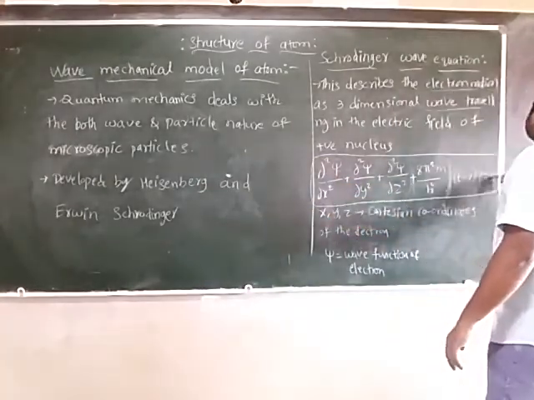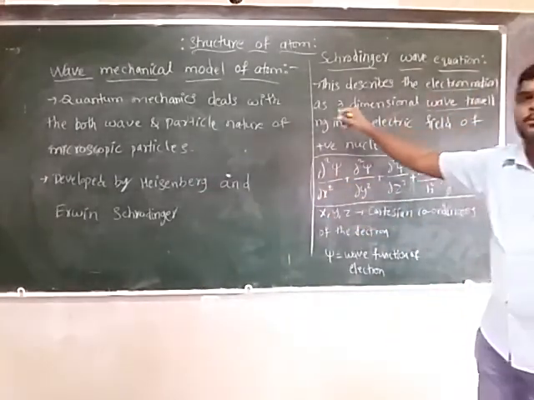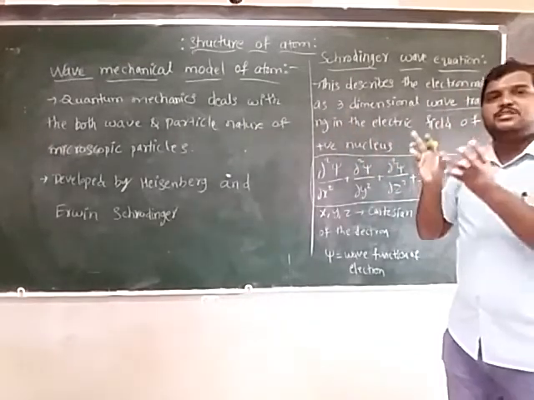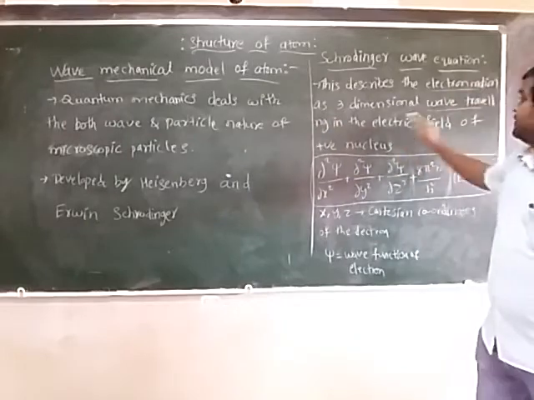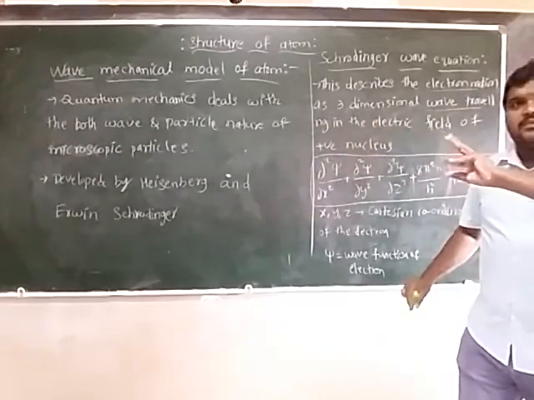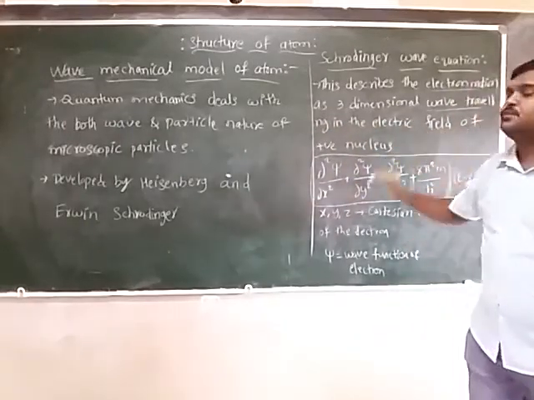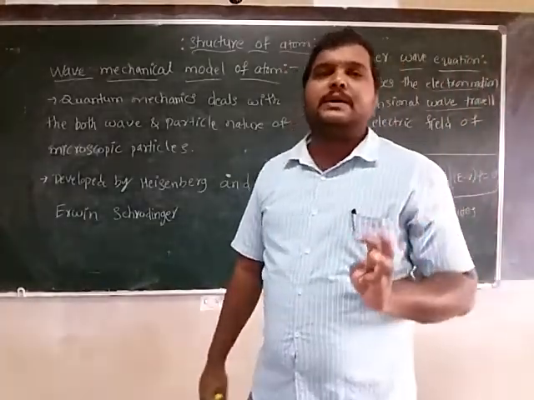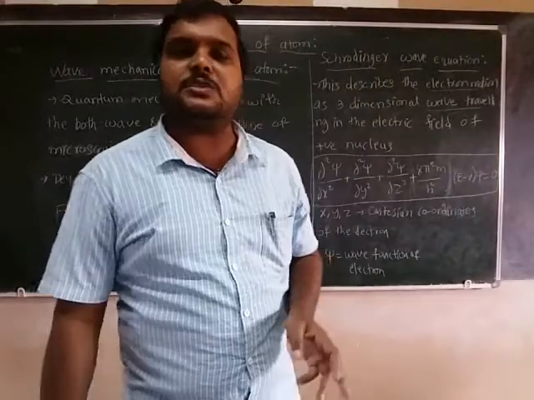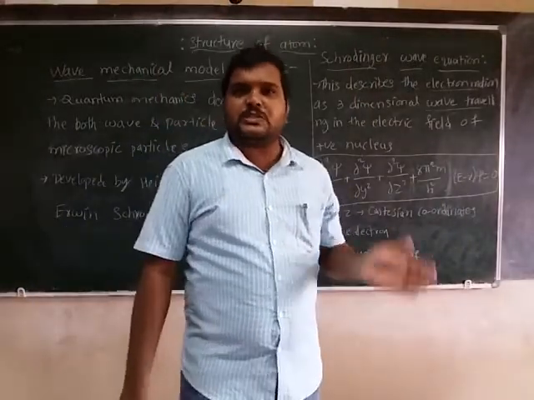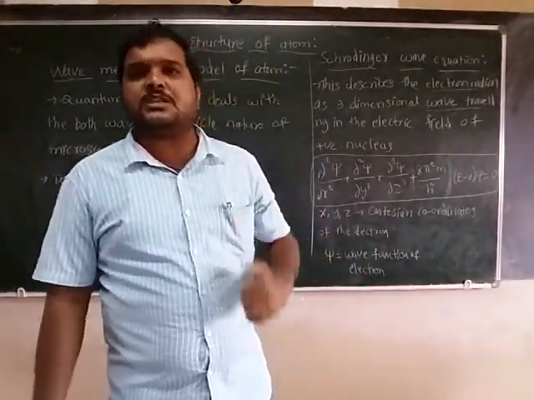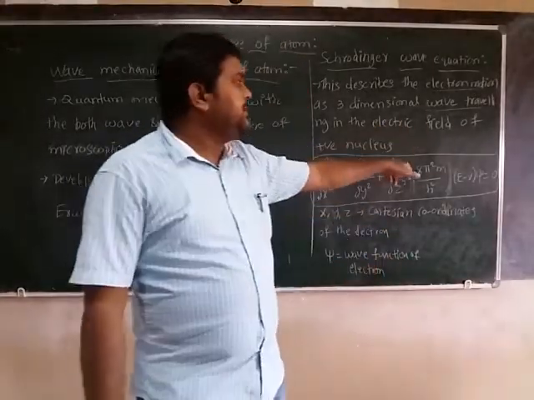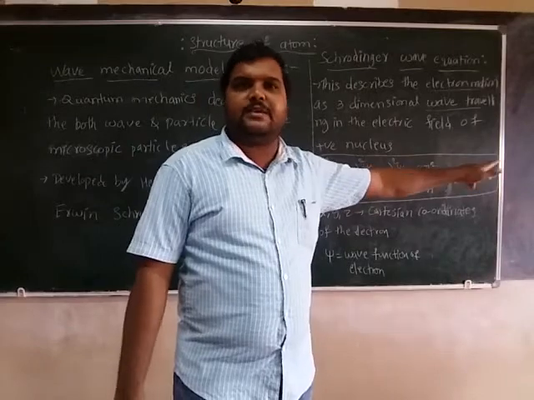So this wave equation describes the electron motion as a three-dimensional wave traveling in the electric field of the positive nucleus. So what is that formula? Del square psi by del x square plus del square psi by del y square plus del square psi by del z square plus 8 pi square m by h square of (E minus V) psi equals 0.